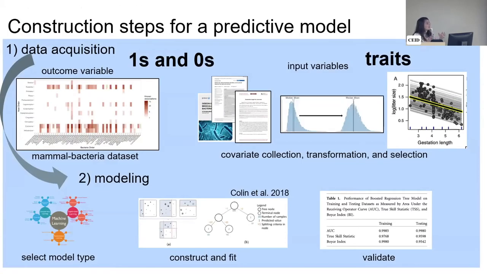Now we're going into our predictive model framework. We have our output variable, which is the ones and zeros of whether we see an association between this host and pathogen or not. Then we have all our input variables, which are those covariate traits. Now we can move on to the modeling.